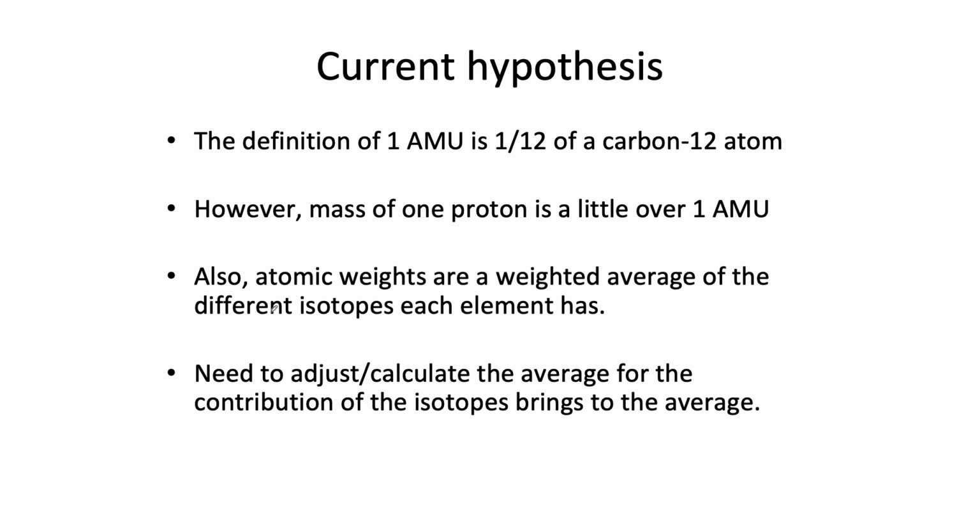And on the periodic table, you see the list of atomic weights on the top or on the bottom of the symbol, and these atomic weights are a weighted average of the different isotopes each element has. That means we adjust the average for the contribution of each isotope. So we're adjusting for the weight, not just the number.